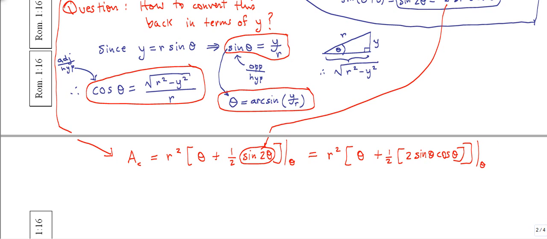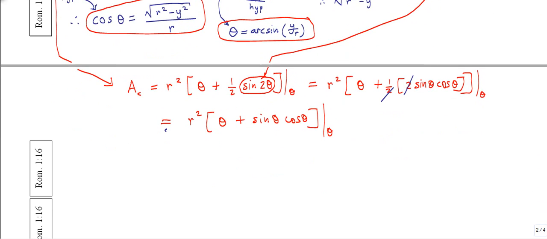And now you'll notice once again that I have a 2 here and a 2 there, so those cancel. So I see that this is r squared times theta plus sine of theta cos of theta, and this is all with respect to the angle theta. And then now we're in a position to use the results we boxed here in red. So let's go ahead and make that conversion, and I'll do that.